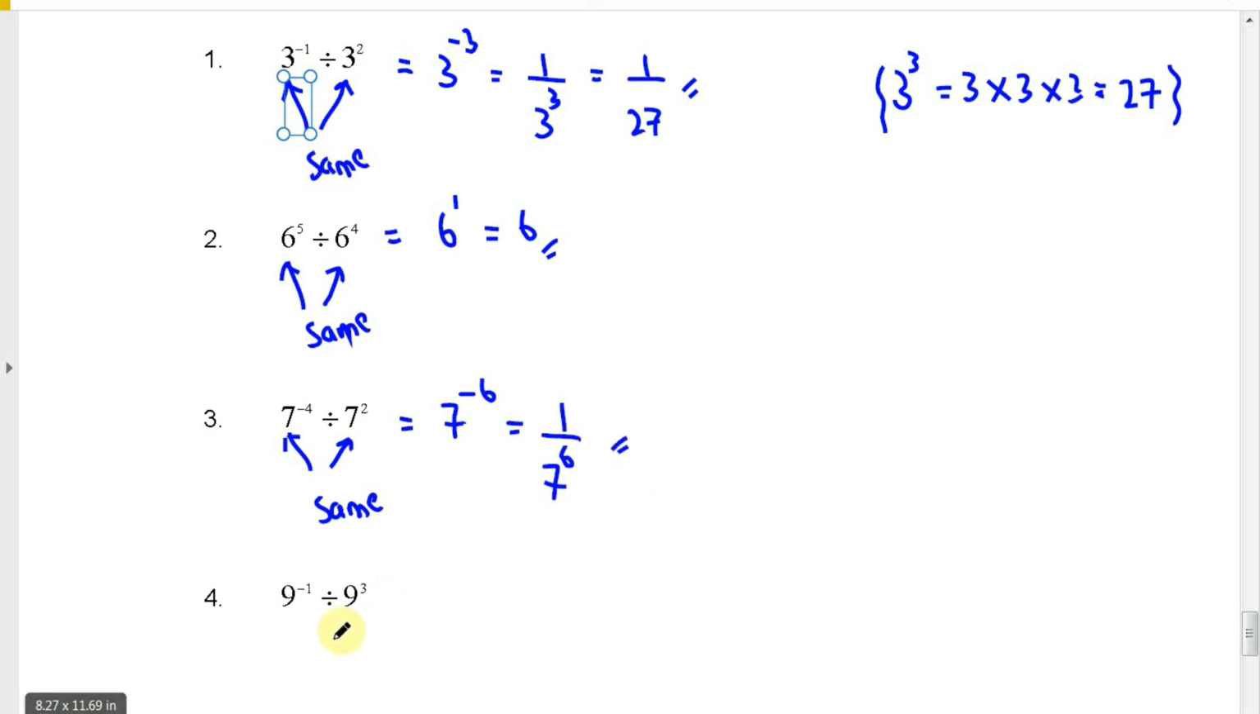Next one. Are the bases the same? Base 9 here, base 9 here. The bases are indeed the same. Let's subtract powers, so we've got a divide sign. So it's 9 to the power minus 1 minus 3. Minus 1 minus 3 is minus 4. And we can make that power positive. That's the same as 1 over 9 to the power minus 4 is now plus 4.